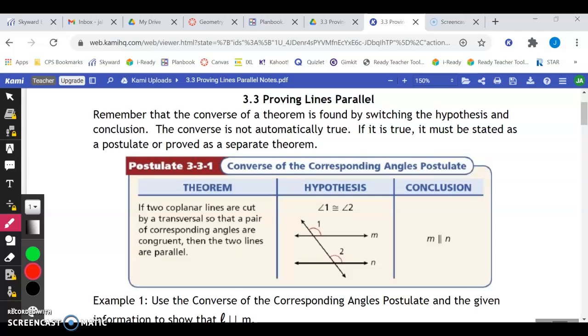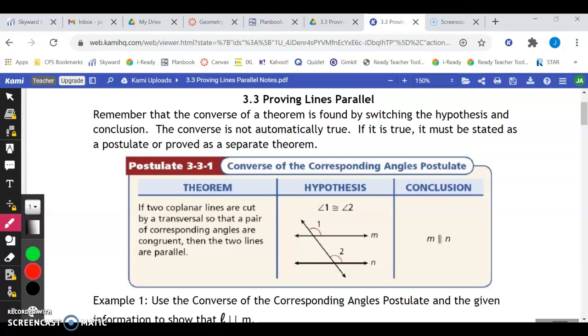For section 3.3, we are going to prove that lines are parallel. Before we get started, I want to review what a converse is. The converse is found by switching the hypothesis and the conclusion of our statement. The converse is not automatically true, but if it is true, it must be stated as a postulate or provided as a separate theorem.